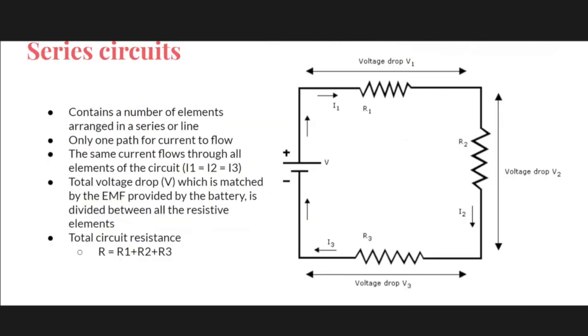So I'm now going to talk about a couple different types of circuits. The most simple type would be what we call a series circuit, whereby the elements are all arranged in a single line. And so there's only one path for the current to flow through, and therefore the current through each element is the same. The total voltage drop will be divided between each of the resistive elements because the current has to pass through each one of them. So the total resistance would be R1 plus R2 plus R3.